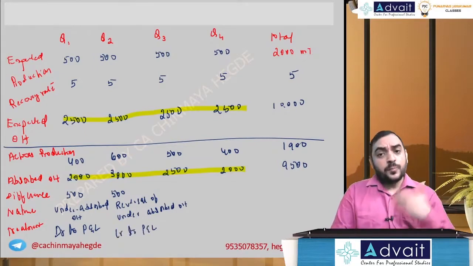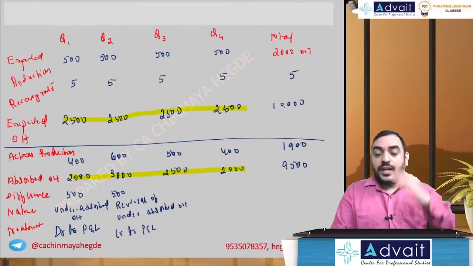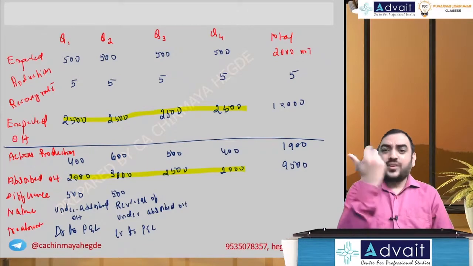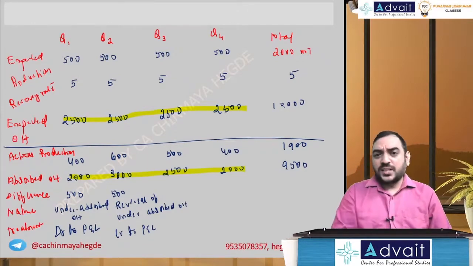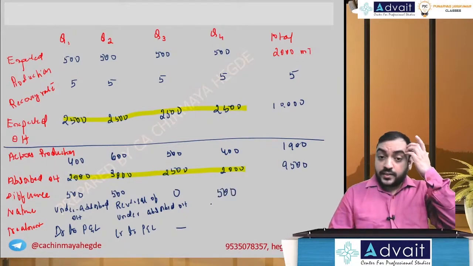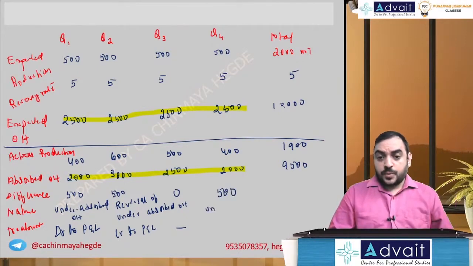When you absorb less, under absorption, you take it to debit side. If you absorb more, excess, you take it to credit side of P&L account. So they will offset basically. And third, no difference. So no treatment. And in the last case, 500, again there is a shortage, under absorbed overheads. So it is under absorbed overheads. And treatment, it is debited to P&L.